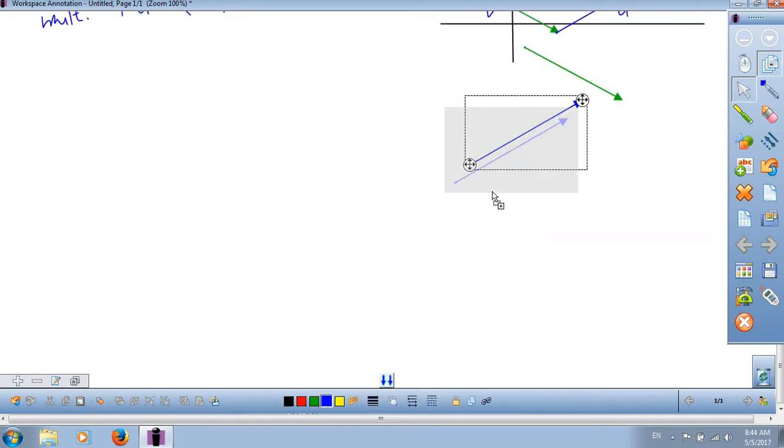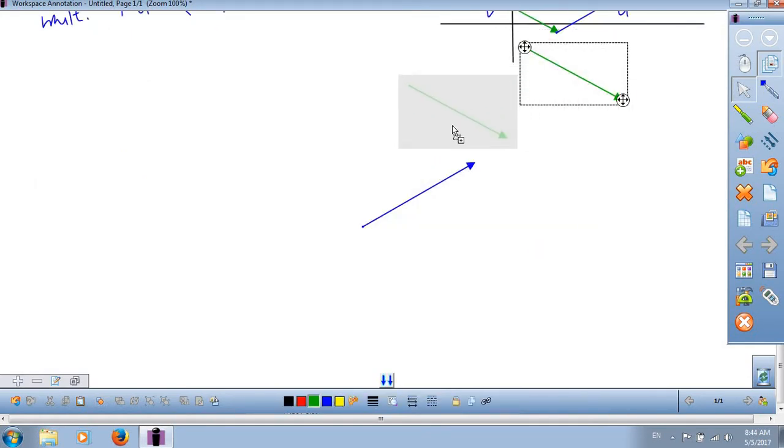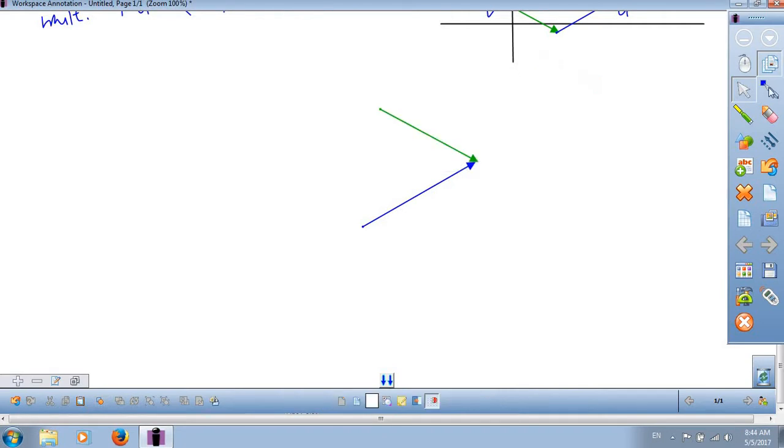Let me go ahead and give myself a little bit more room. So this is u, and this is v. If instead of putting the initial point of v at the terminal point of u, I put the initial point here and go backwards, this would be negative v. I'm doing v, but going in this direction. So that's negative v.